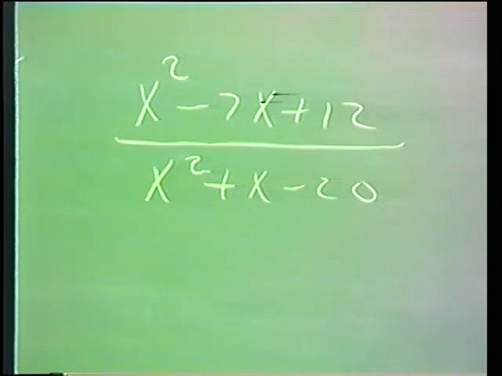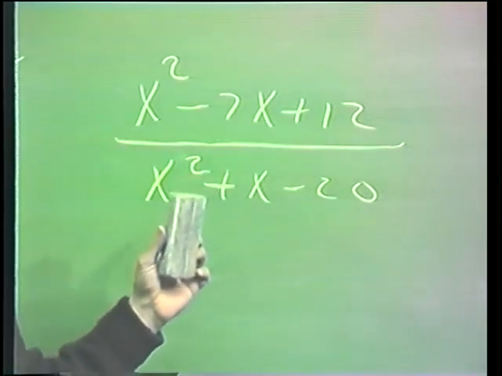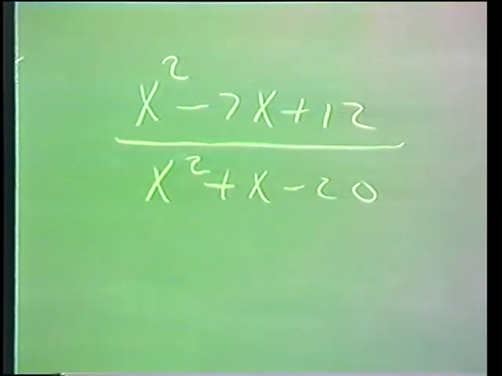Okay, Beeb, do you have the answer? X minus 3 over x plus 5. Yes. The answer is x minus 3 over x plus 5. How do we get it? The same way we did in this arithmetic problem. Exactly the same way. We factor both numerator and denominator into prime factors.